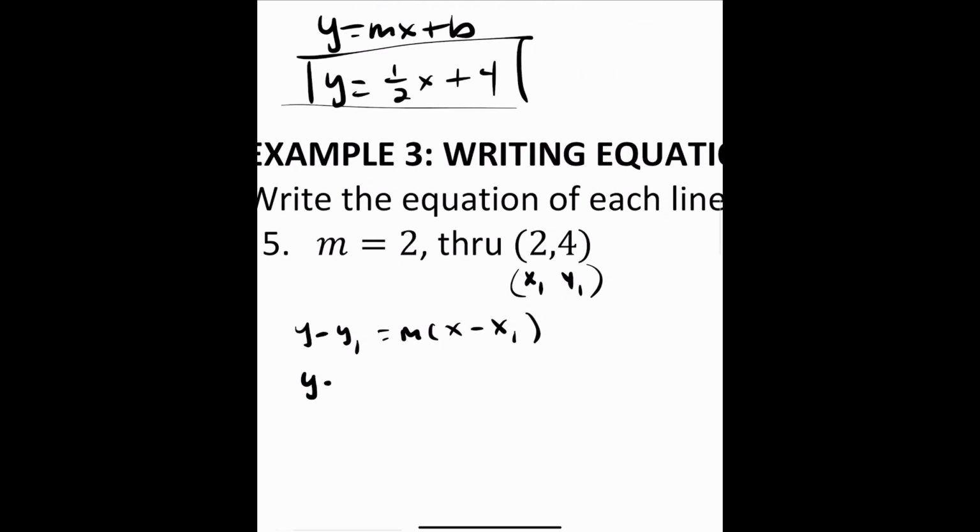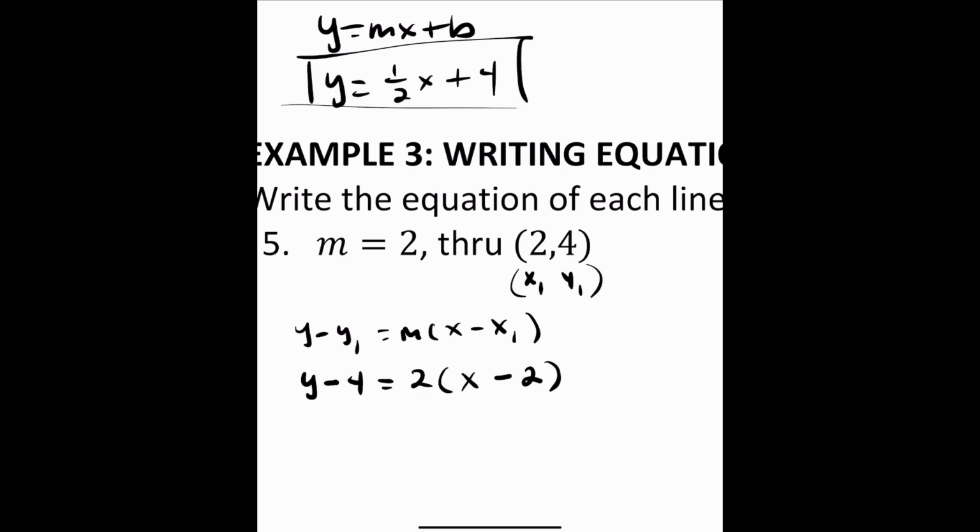So I have y minus 4 equals 2 times the quantity of x minus 2. Okay, so remember, y1 is 4, m is 2, and x1 is over here, that's 2. So now we have y minus 4 equals 2 times the quantity of x minus 2. What we need to do is convert this equation into slope-intercept form.